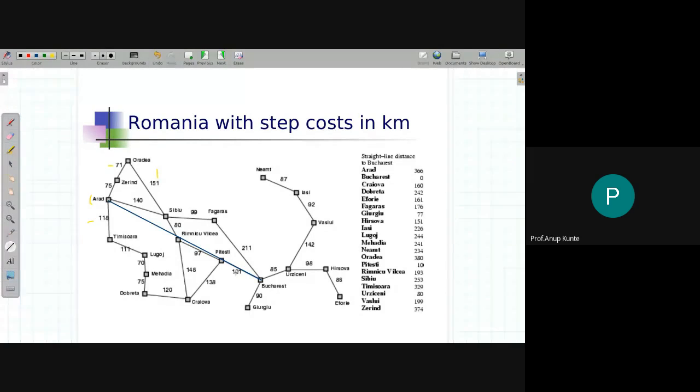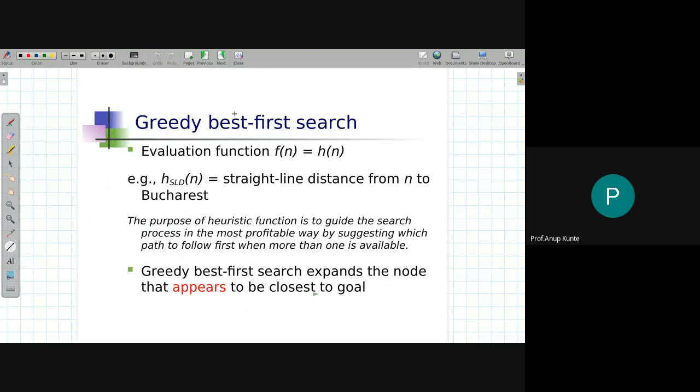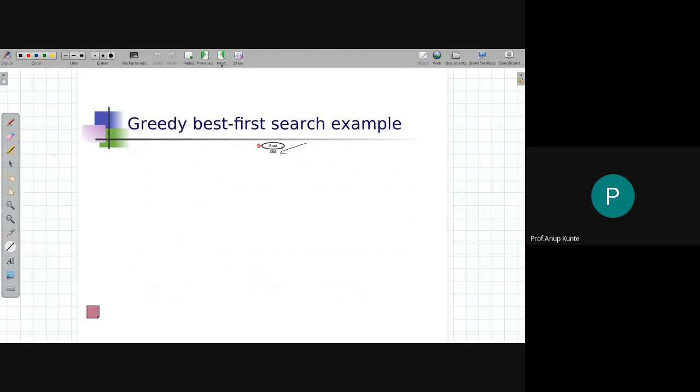And nobody is requiring you to calculate it. It is given to you in a table manner: straight line distances to Bucharest from the particular city. Okay. So now the algorithm does what? The algorithm does like this. So when it is in Arad, it will actually figure out what is the straight line distance.